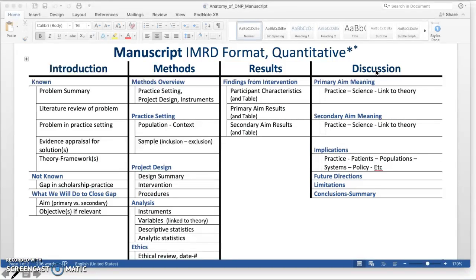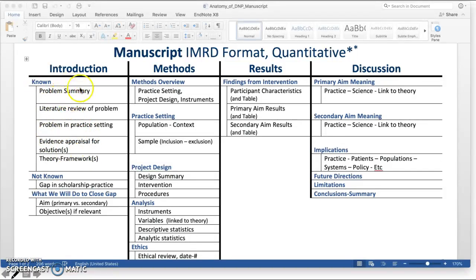You'll modify these titles based on your author guidelines for the target journal, if necessary, but you'll want to include information about the practice problem, your literature review on that problem, what the issues are in the specific setting where you're working, and then what is the evidence for the potential solutions to that problem, and what are the theories or frameworks that are guiding your work. So that's a little bit about what goes into your introduction section.